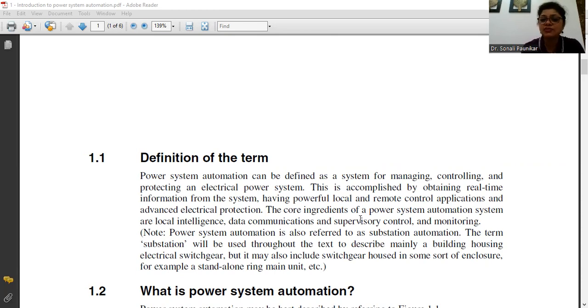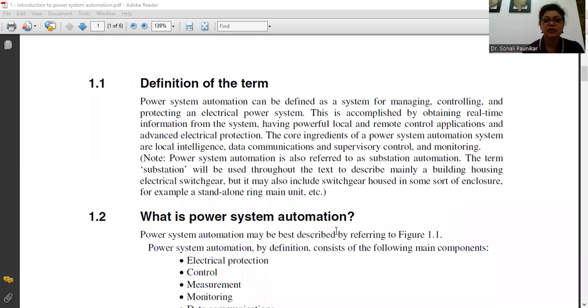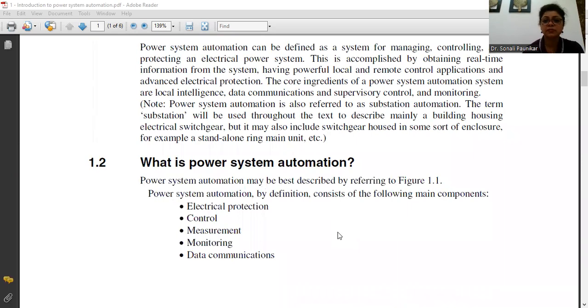The core ingredients of the power system automation system are the local intelligence, data communication, and the supervisory control and monitoring. So we will first see what power system automation is. Basically, some definitions or terms are included, like the electrical protection, control, measurement and monitoring, and the data communication. These components or elements we can see one by one.